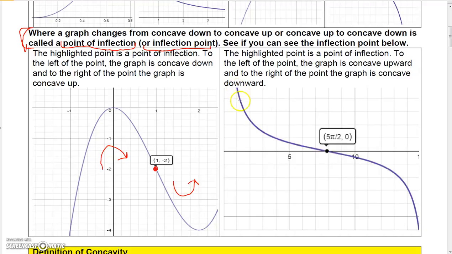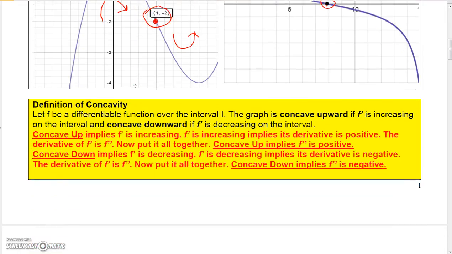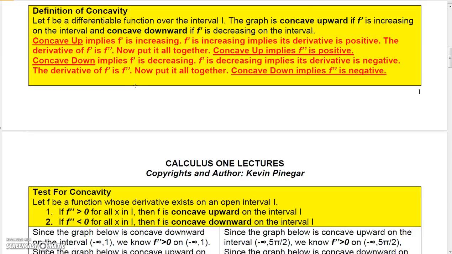Now over here, this graph is concave up on this side, but once it crosses this point it switches back to concave down. So this would be called a point of inflection, and so would this. These would be called points of inflection, where the concavity changes from concave down to concave up, or concave up to concave down.